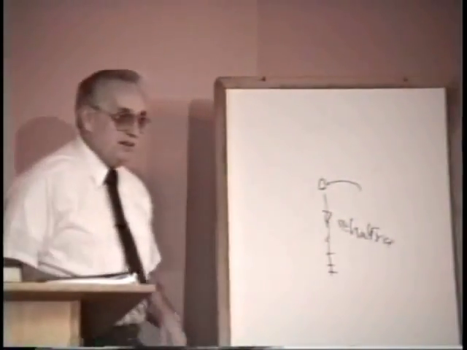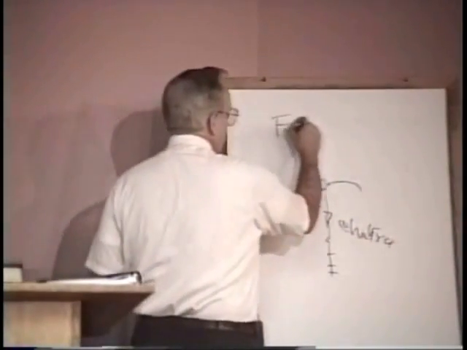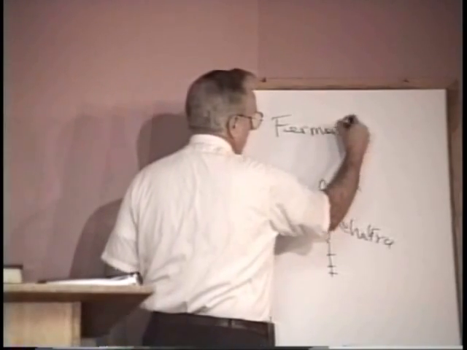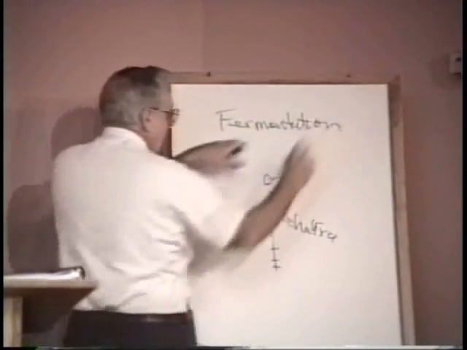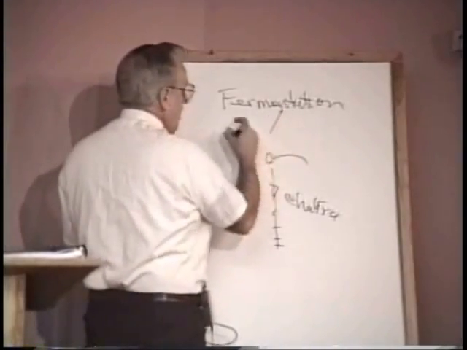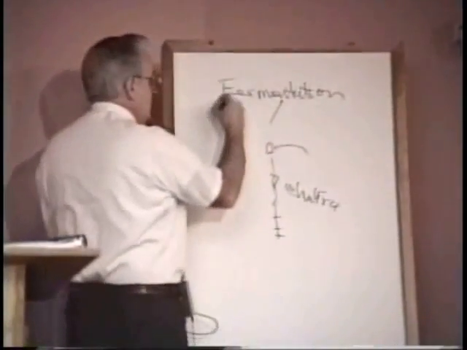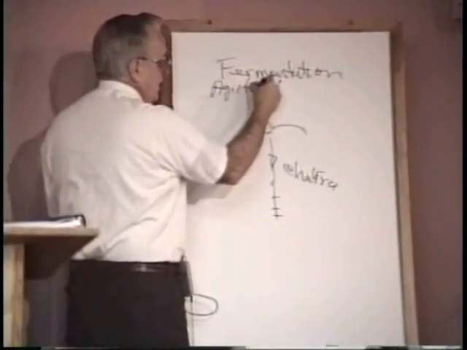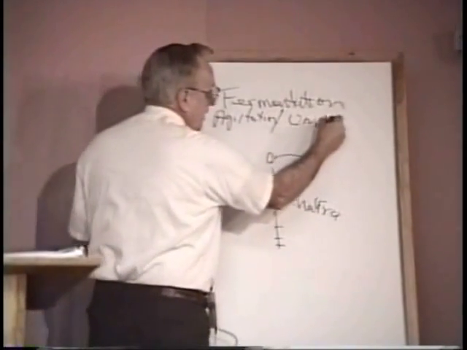Now, when you look in a dictionary, you'll find that leaven is the source of fermentation. And actually then, when you break down that word and look in the dictionary again, you'll find that fermentation is agitation and unrest.